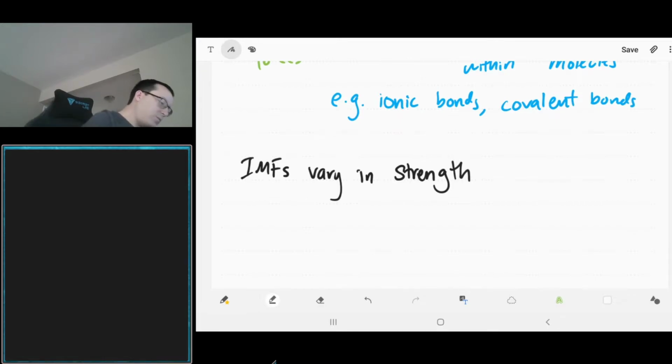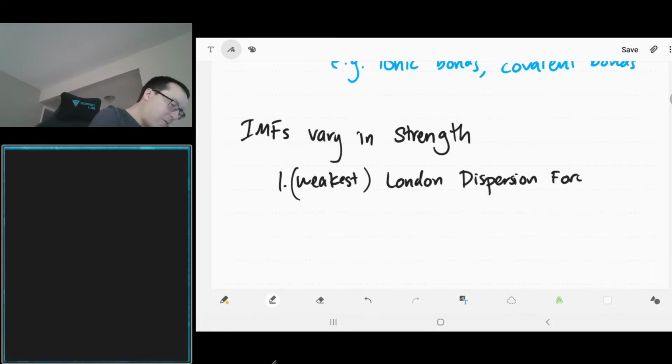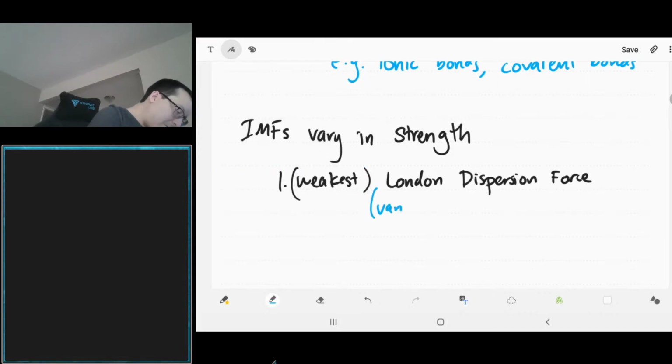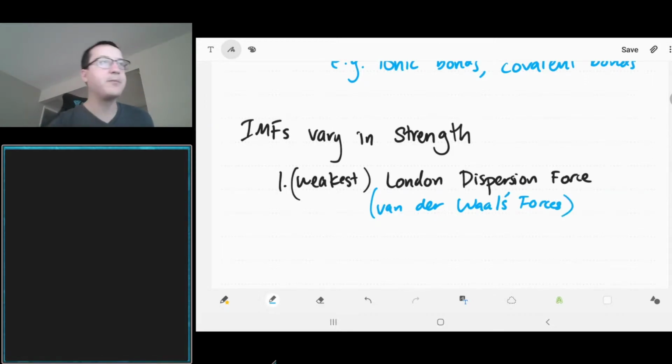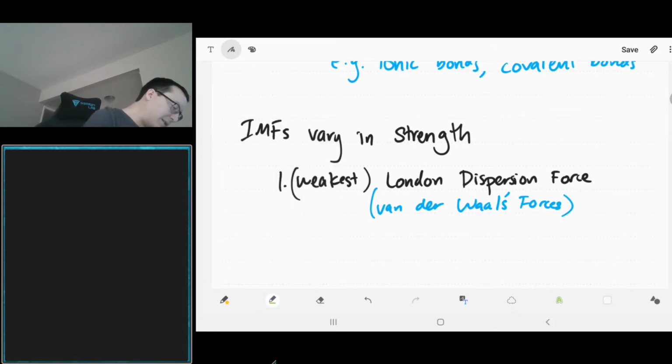So the first one, which is the weakest, is what is known as a London dispersion force. These are also sometimes called van der Waals forces. They're interchangeable. This will be the only one that has kind of a weird name. These are both named after two scientists. London is one scientist, and van der Waal is another one. They both discovered this at about the same time, so they're both given credit for it.